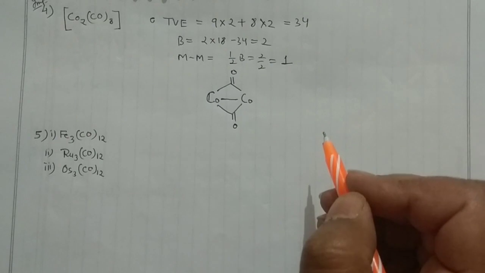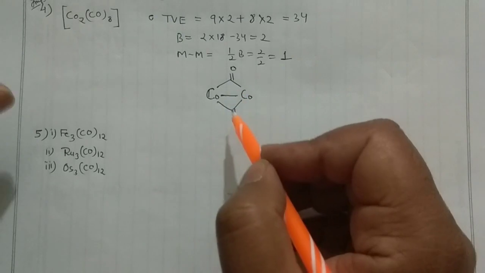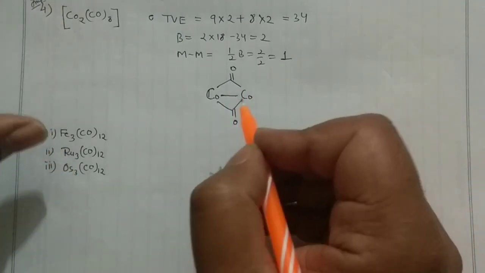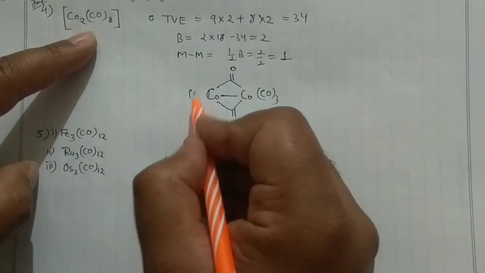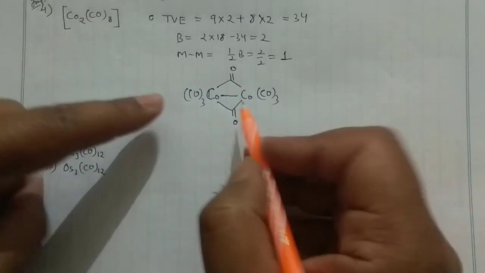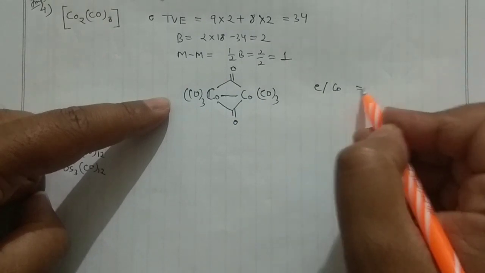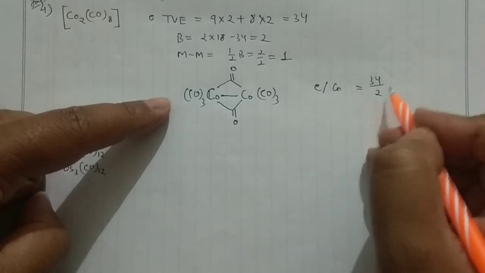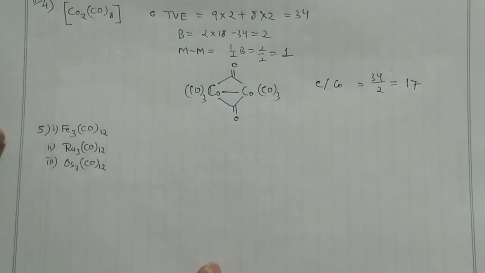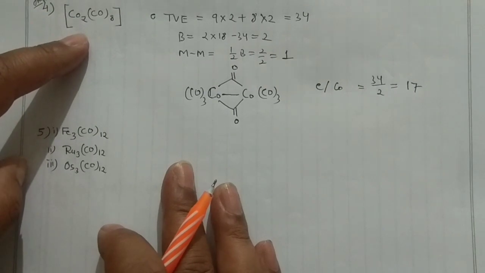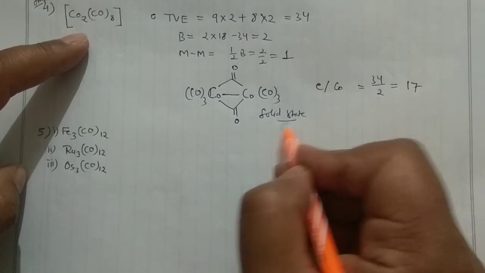However, there is no actual trick or concept to determine the number of bridging ligands. So far I'm not discussing those things, so you have to remember certain things. Then you have 6 terminal carbonyls, so you will write them in that manner. If you want to determine the electrons per cobalt, then your valence electrons divided by the number of cobalt, that means 17. One cobalt is having 17 electrons. And guys, this is something very, very important, and this happens in the solid state.